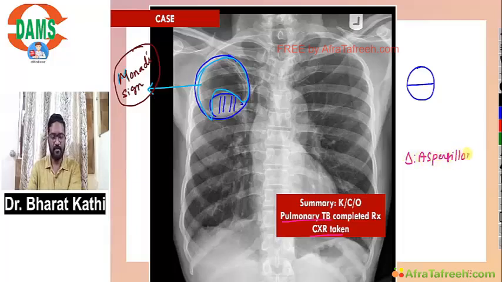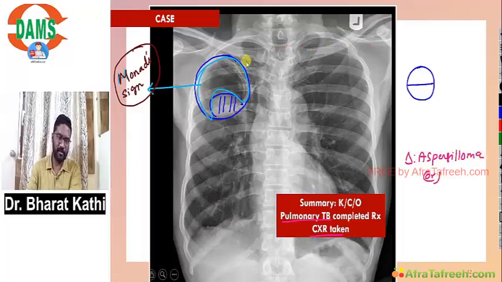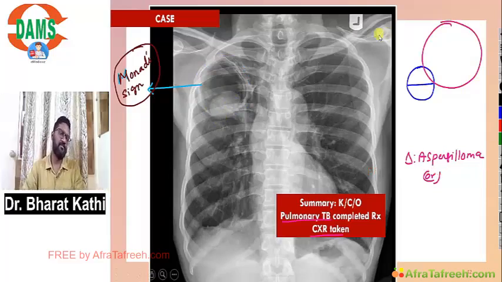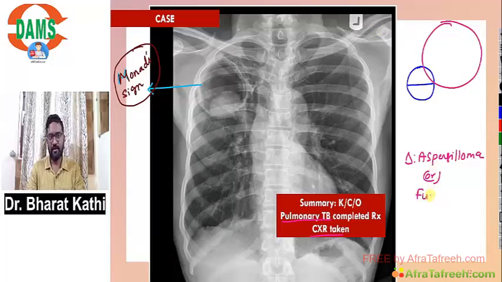So the answer given is open negative syndrome. Open negative syndrome means there is no need to be an aspergilloma there. So there will be simply a cavity, and the patient will be continuously sputum negative. Large cavity, continuously sputum negative, it is open negative. So aspergilloma is also called as fungal ball.